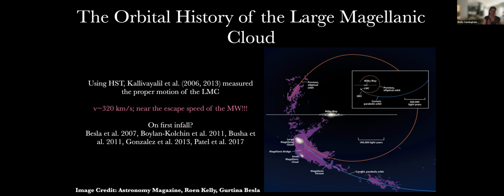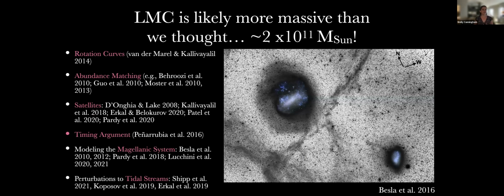In addition to this revised first infall picture, there's also increasing evidence that the LMC is likely quite a bit more massive than we thought previously. I mentioned the classical picture, the LMC was about 1/100th of the mass of the Milky Way. But there is mounting evidence from a number of different studies using different techniques, including modeling the rotation curves, abundance matching based on its satellite populations, modeling of the full Magellanic system, and perturbations to tidal streams led by Nora Shipp. We have a lot more information to lead us to believe that the LMC is probably between 10 and 20% of the mass of the Milky Way.